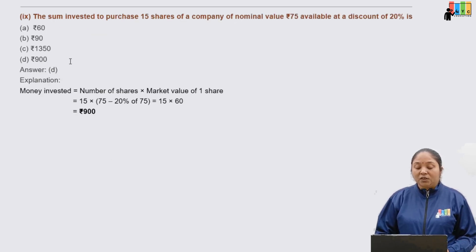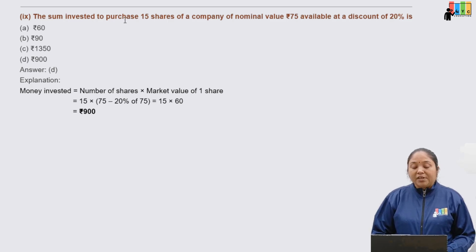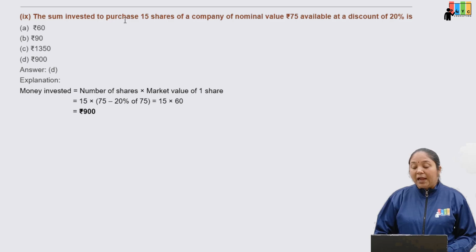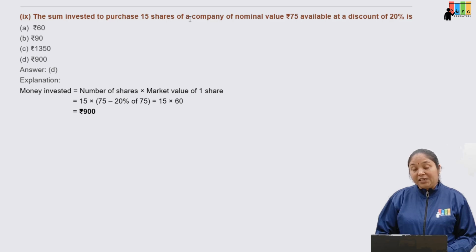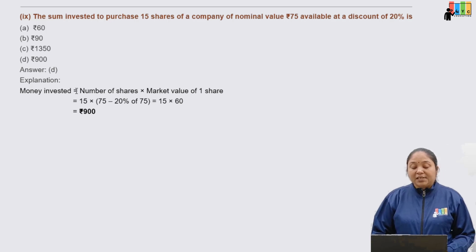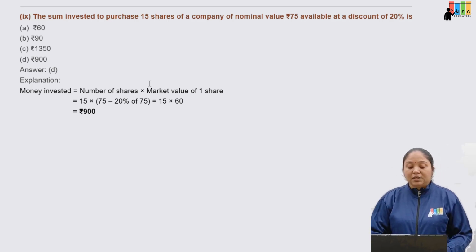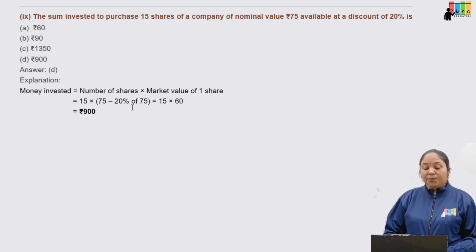Ninth question. The sum invested to purchase 15 shares of a company of nominal value rupees 75, available at a discount of 20%, is. Now we need to find out the sum invested to purchase 15 shares. So money invested will be the number of shares into market value of one share. Number of shares are 15. Now the market value of one share.